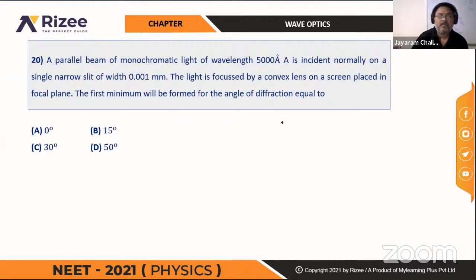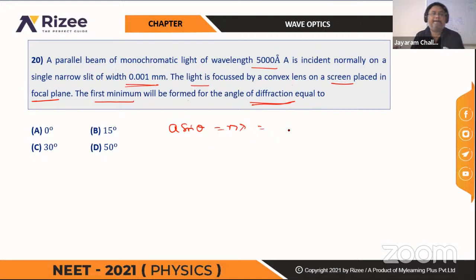A parallel beam of monochromatic light of wavelength 5000 angstroms is incident normally on a single narrow slit of the width given. So the slit width is narrow. Single slit, if I take it as a also, no problem. The light is focused by the convex lens on the screen placed at the focal length. The first minimum will be formed for an angle of diffraction, how much? So according to diffraction, a sine theta, that is path difference, is equal to n lambda. First minimum, since he is asking, 1 into lambda.